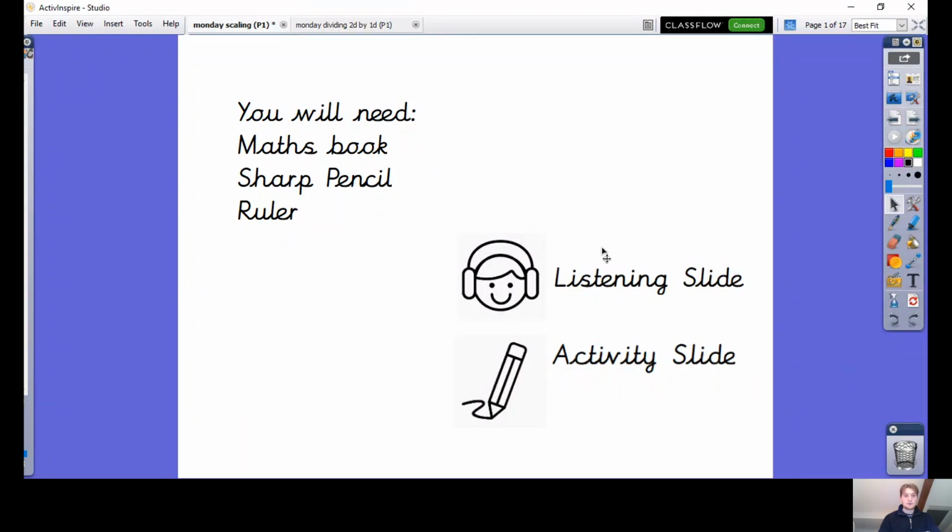Now, before we begin, let's just check if we've got these three things. So let's see if we've got our maths book, a sharp pencil, and a ruler. Pause the video if you need to get any of those three things now. And also, let's just look at these two logos here. Make sure we're looking at the top right-hand side of our screen to see whether we're listening or whether we're doing an activity.